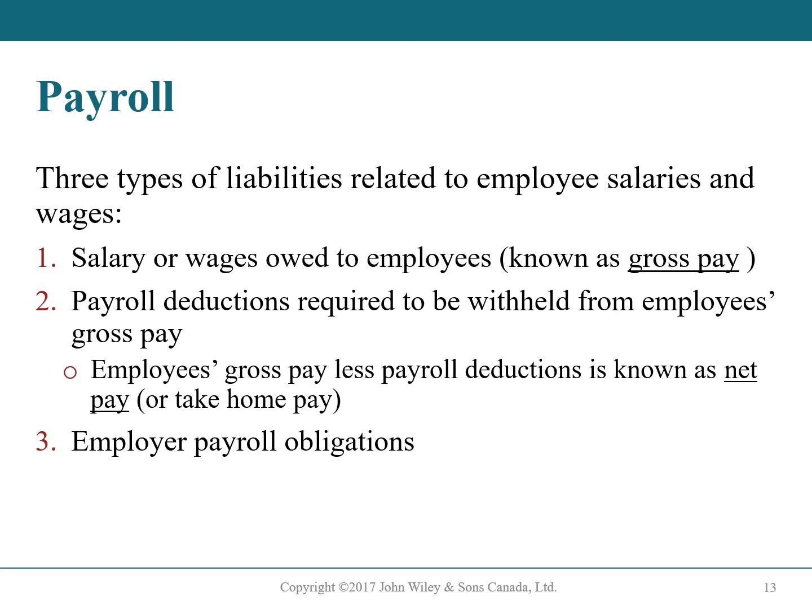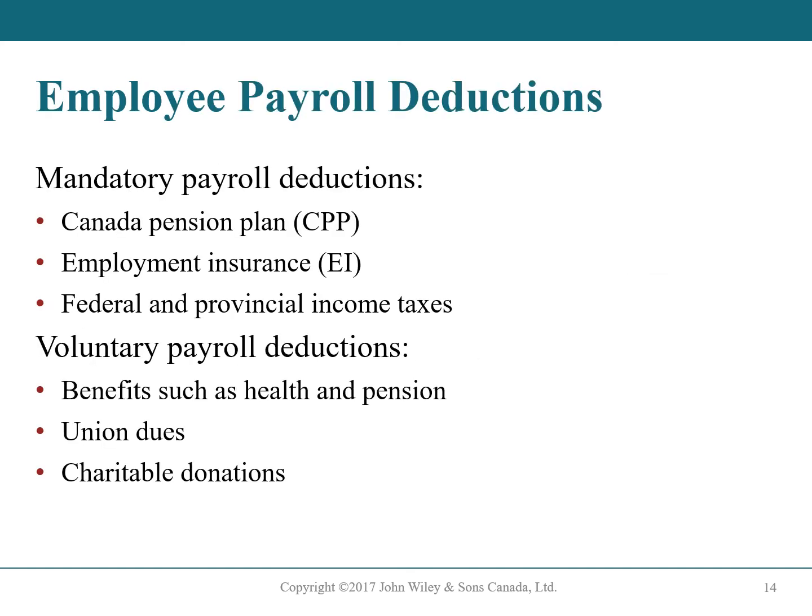The second type of liability is the amount of employee payroll deductions required by law to be deducted from the employee's gross pay. The employer is required to withhold the amounts known as payroll deductions from the employee's gross pay, which is then remitted or paid to various other parties. Some payroll deductions are mandatory, while others are voluntary.